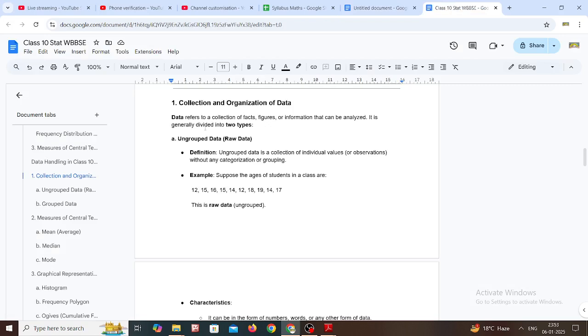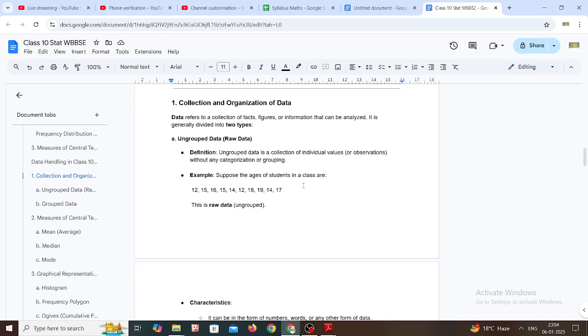Thus data can be of two types basically: raw data, that is ungrouped data. Whatever data we first collect, all those initially collected data are raw data only. Ungrouped data is a collection of individual values or observations without any categorization. That is, we are not categorizing anything or grouping anything.